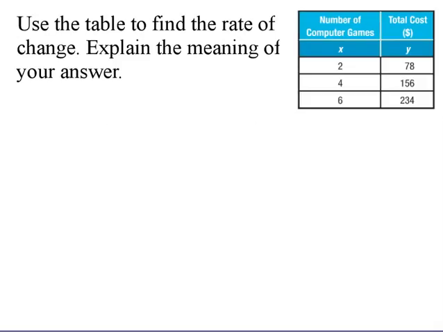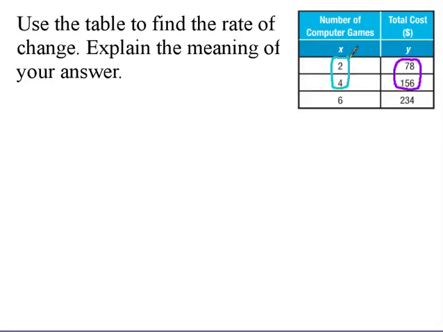So we're going to go ahead and look at an example, and it says use the table to find the rate of change. Explain the meaning of your answer. So now, I want to find the change in y divided by the change in x. So I'm going to pick two specific values in the y column, and I'm going to pick the corresponding values in the x column.